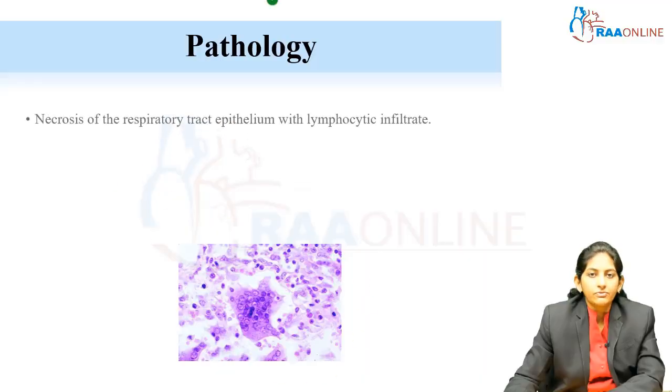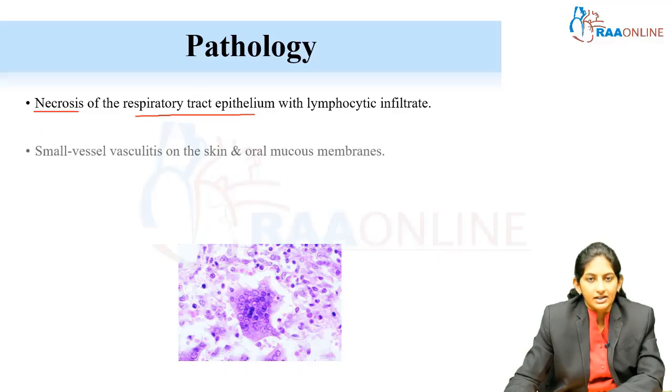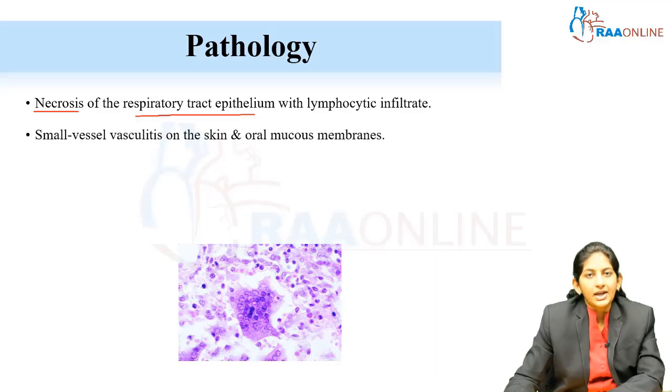So the pathology of measles virus. We know measles affects the respiratory tract predominantly. Once it affects the respiratory tract, it causes necrosis of the respiratory tract epithelium. For any viral rash, there should be some vasculitis, and most often it is a small vessel vasculitis.